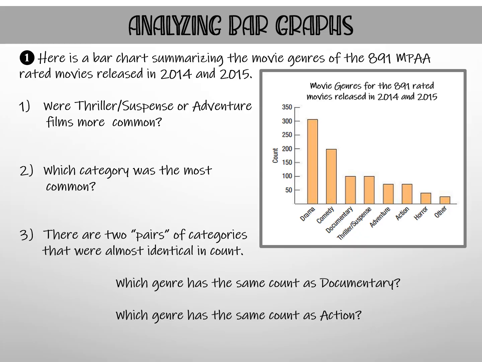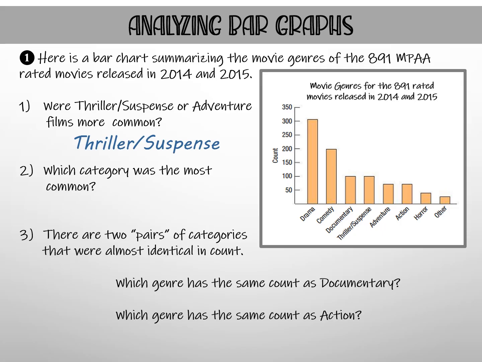Here's a bar chart summarizing the movie genres of the 891 MPAA rated movies released in 2014 and 2015. Not quite as old data as sometimes. Were thriller, suspense, or adventure films more common? So look for their bars down at the bottom. Thriller, suspense, I found that. And adventure, where's adventure? Adventure's lower. So thriller, suspense was more common.